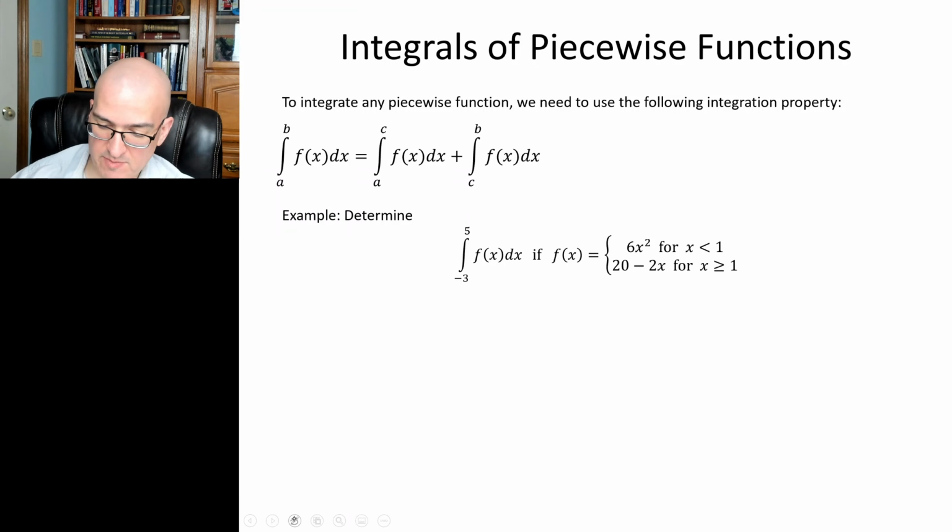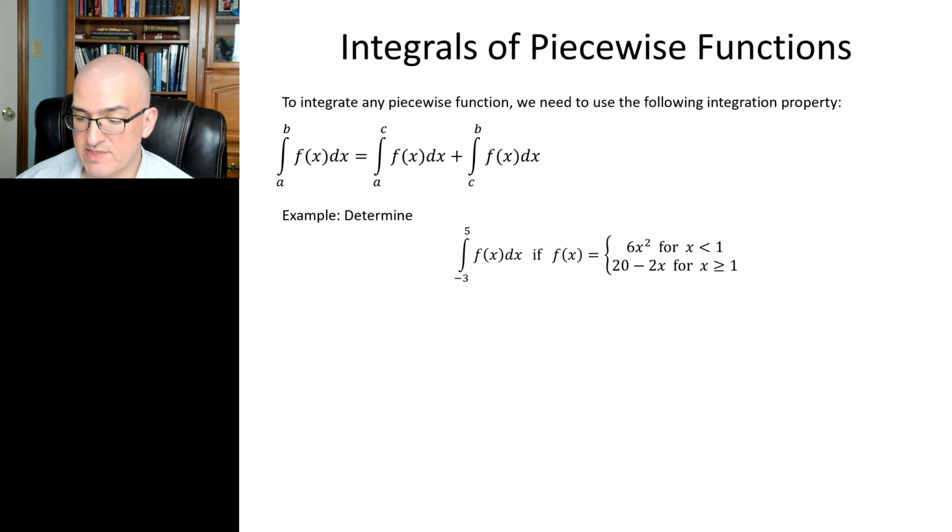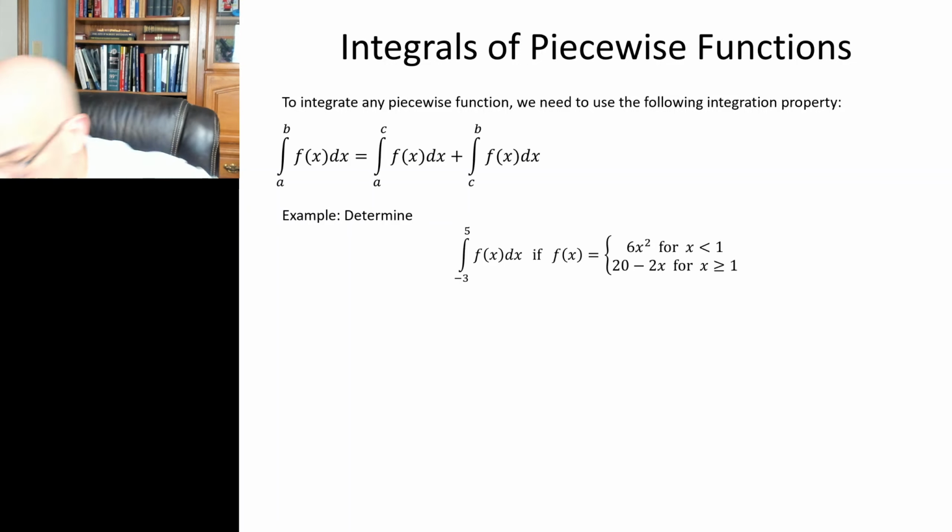So in this first example, we're asked to find the integral from -3 to 5 of f of x dx. If f of x is equal to a piecewise function, where the first piece for x less than 1 is 6x squared, and the second piece for x greater than or equal to 1 is 20 minus 2x.